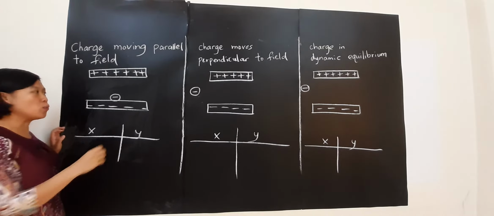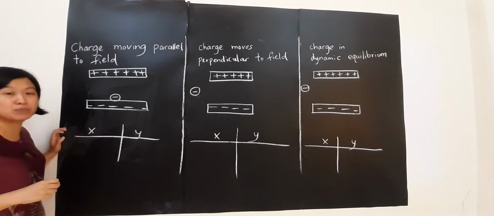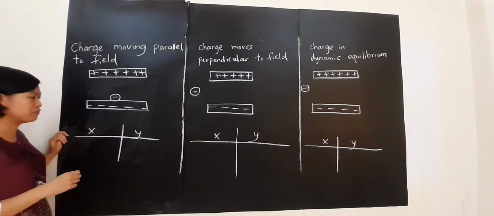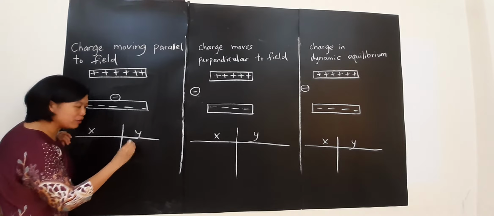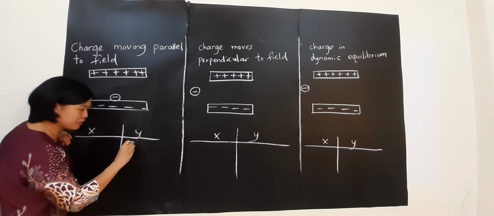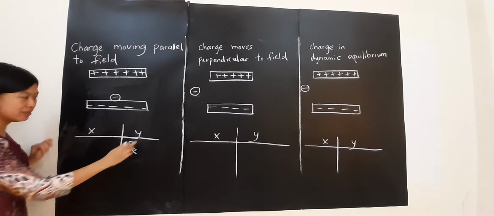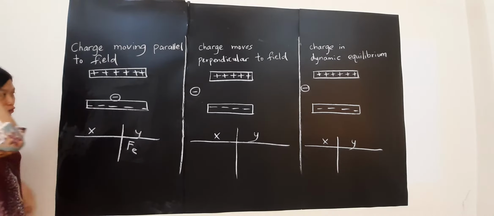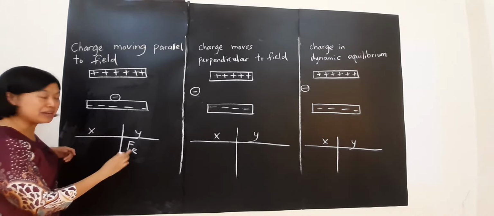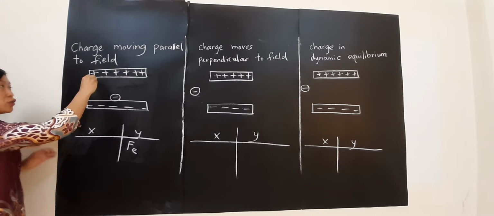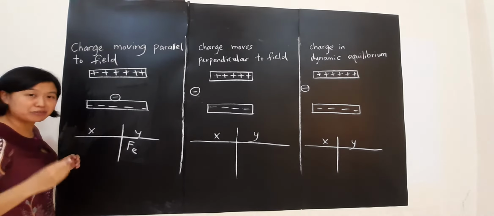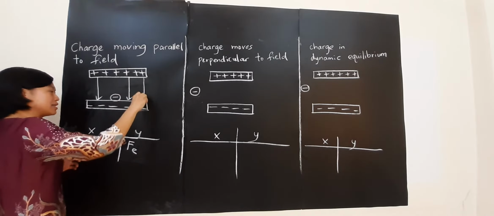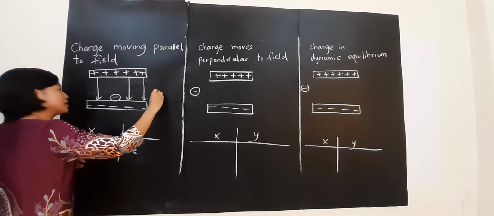Then the charge always experiences electric force. So for the Y component there is electric force, so I write here for the Y component we have Fe. Then we try to predict the direction of the electric force. As I told you before, the direction of the electric field is always from positive towards negative. So this one is the direction of the electric field.